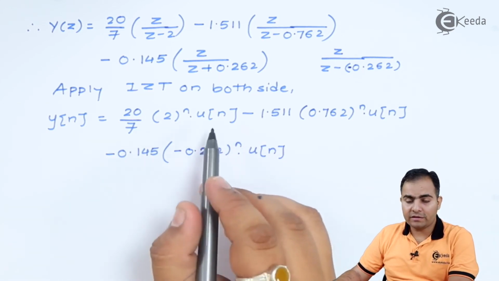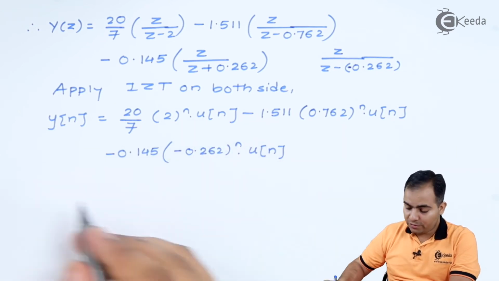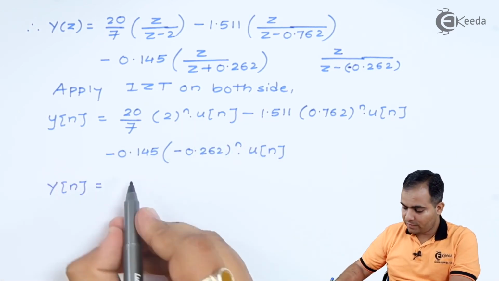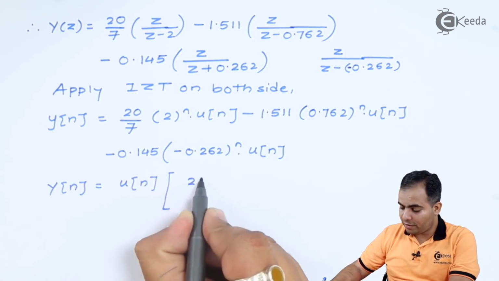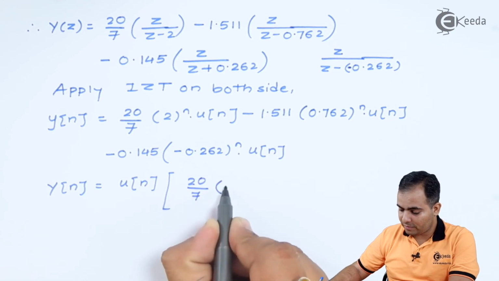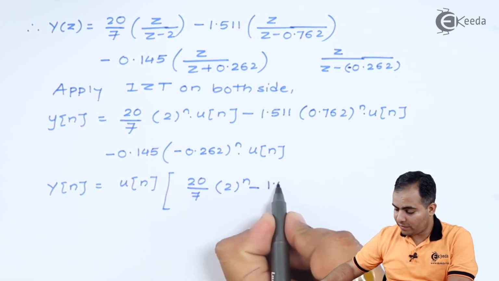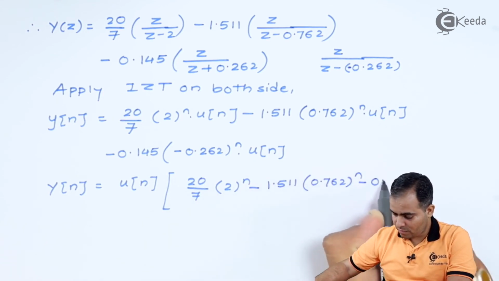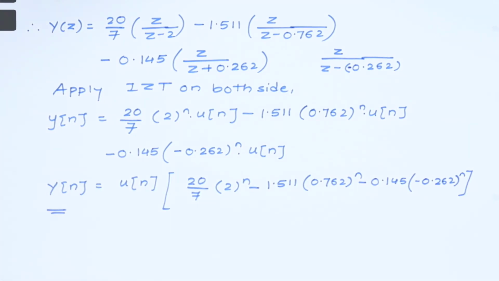Now look at it, this is our solution, but if you want to move further, then you can take u of n common. After taking u of n common, what you will get? 20 by 7 into 2 to the power n, then minus 1.511, and this is nothing but our result, or you can say the output response or total response of the system.